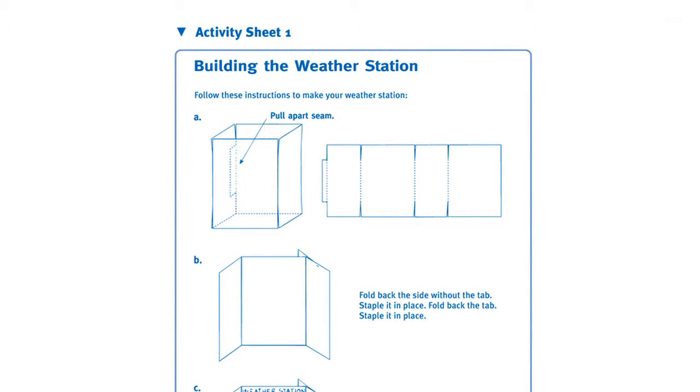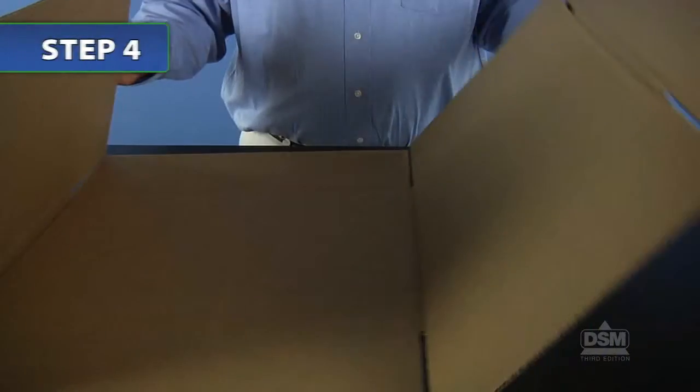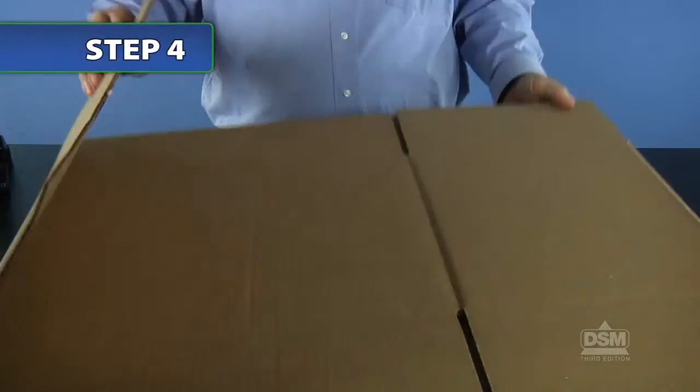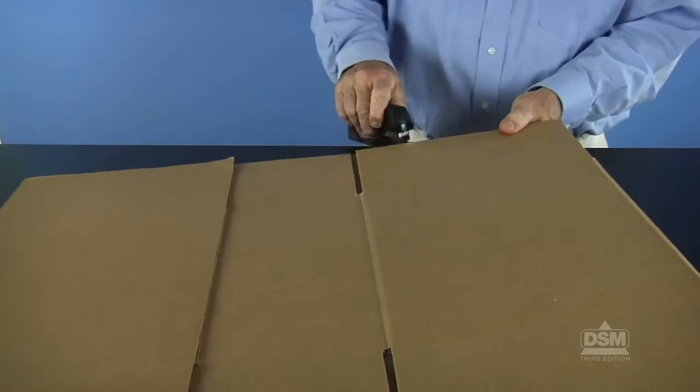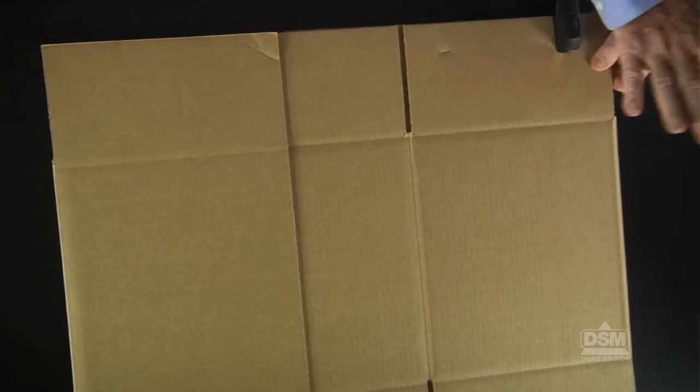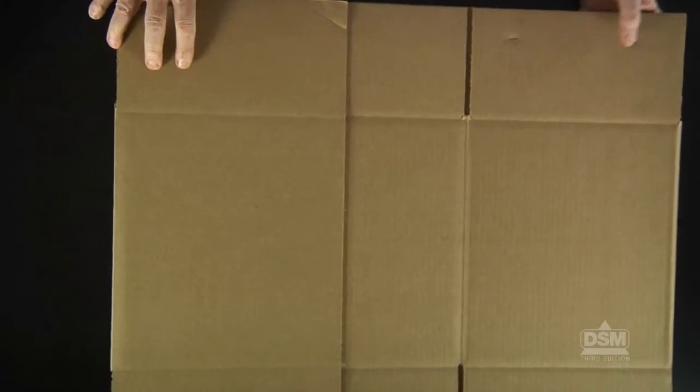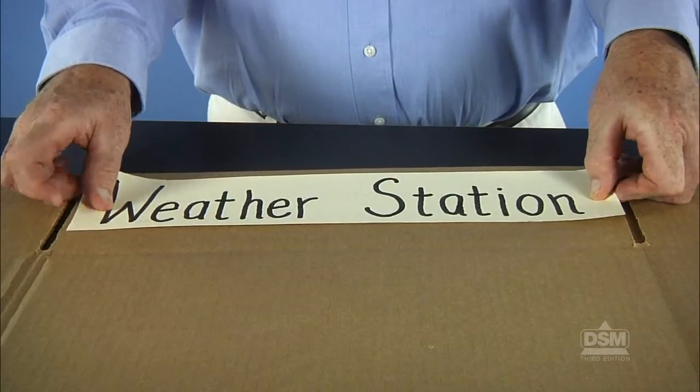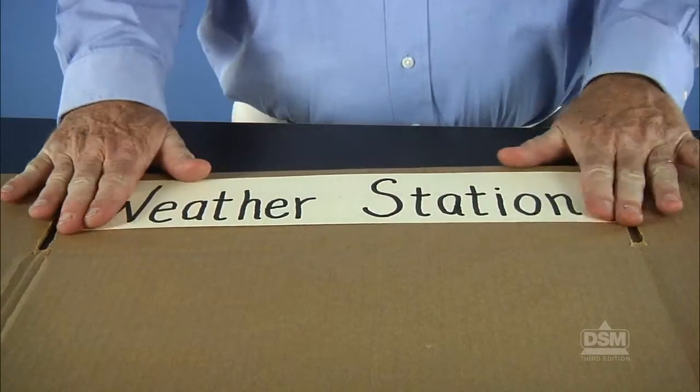Distribute a copy of Activity Sheet 1 to each student, and then distribute 1 box and 1 marker to each team. Have teams follow the pattern on the activity sheet to construct their weather stations. Open the seam of each box, fold one side back as shown in Figure 1-1, and staple the right-hand-most flap to the back of the adjacent flap. Have teams write weather on the top of the center panel.